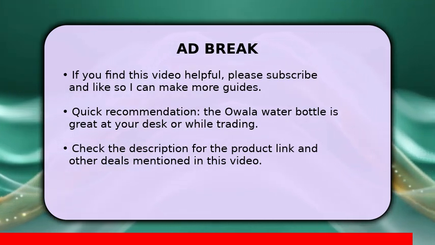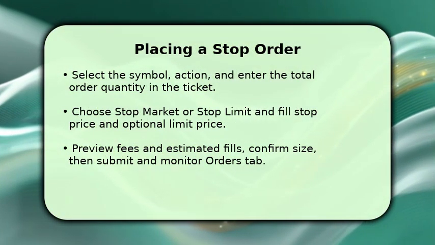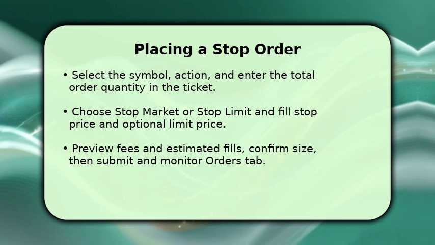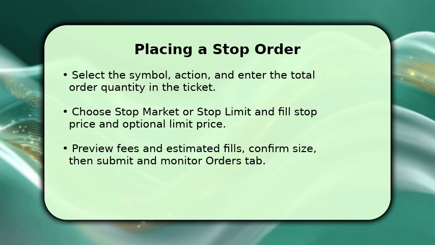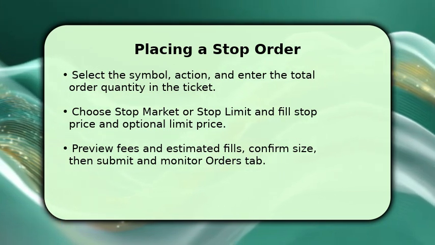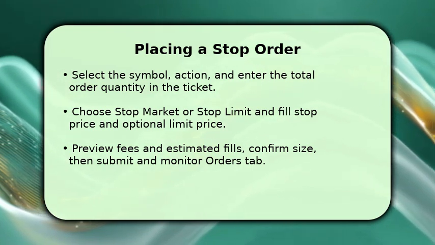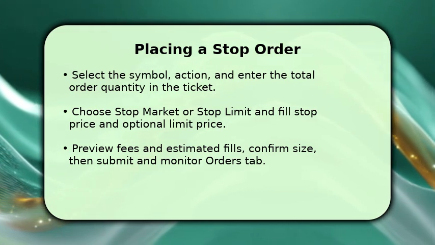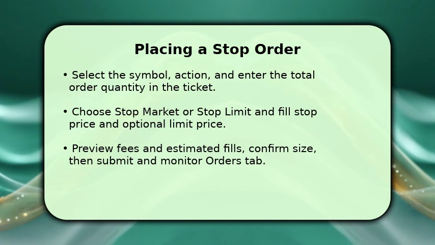Now let's get back to the video. Open an order ticket and pick the symbol, quantity, and action. Choose stop market or stop limit as needed, then enter your stop price, and if using stop limit, the limit price. Select time in force like GTC or day, choose route, and preview fees and fills. Double-check position sizing and risk per trade, then submit while watching the Orders tab for execution and confirmations to ensure the stop is active today.